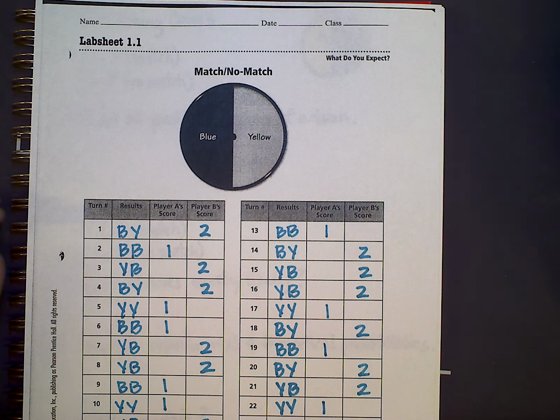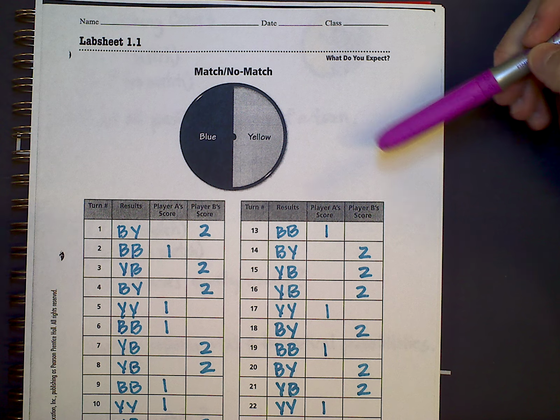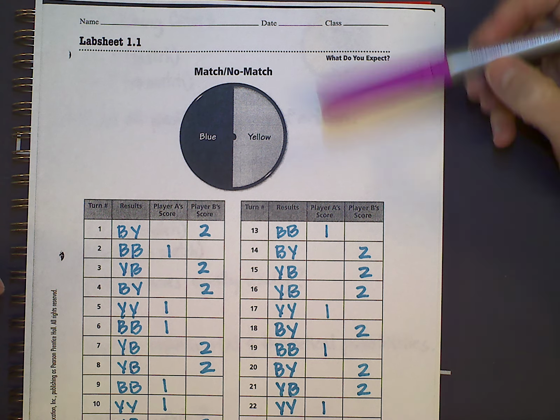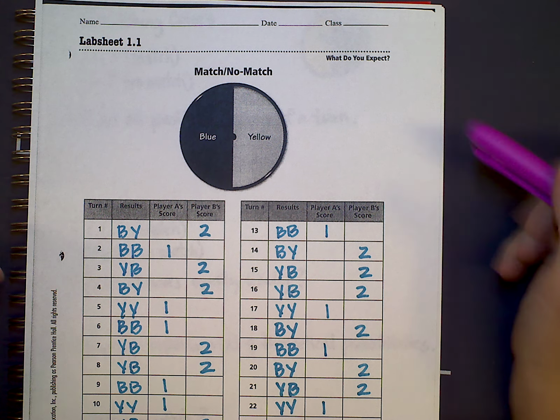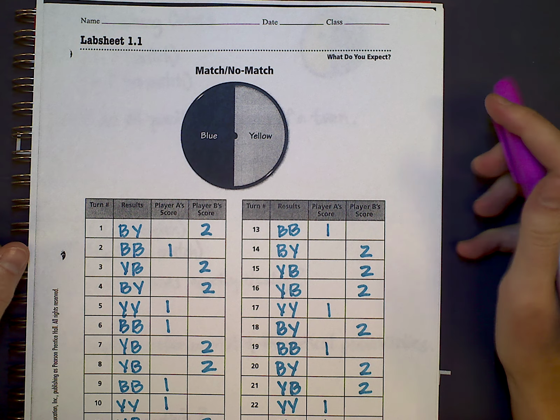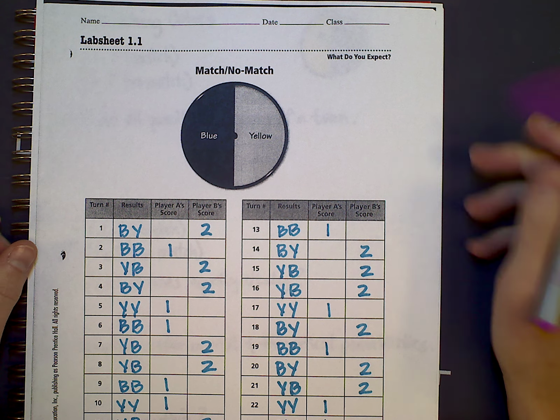Hi, this is Mrs. Yenny, and what I'm going to do right now is review What Do You Expect? Investigation Problem 1.1. This is the problem where April and Tiyoko have invented a game called Match No Match.